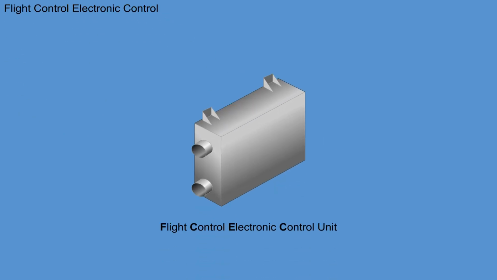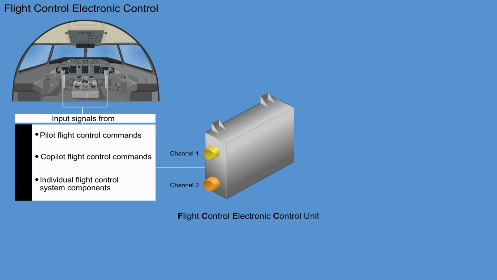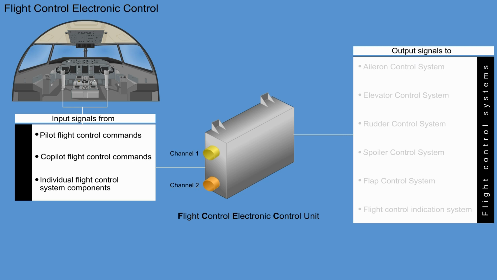The Flight Control Electronic Control Unit is a single unit divided into channels 1 and 2, which receive inputs from the pilot and or co-pilot flight control commands and from individual flight control system components. The unit processes the signals and sends them to the individual flight control systems like the aileron control system, the elevator control system, the rudder control system, the spoiler control system, the flap control system, or the flight control indication system.